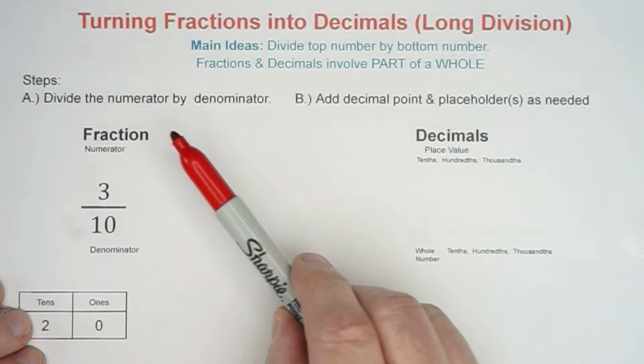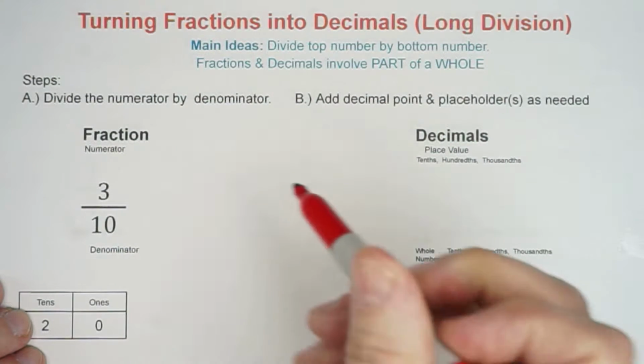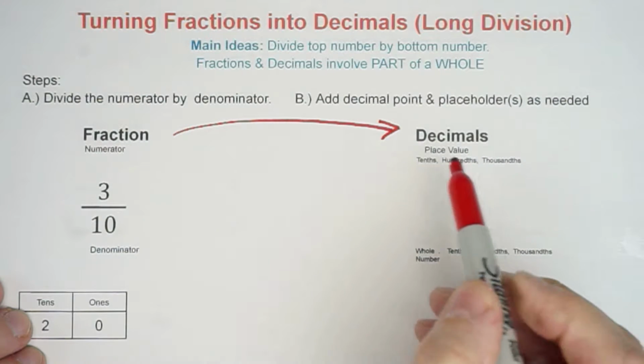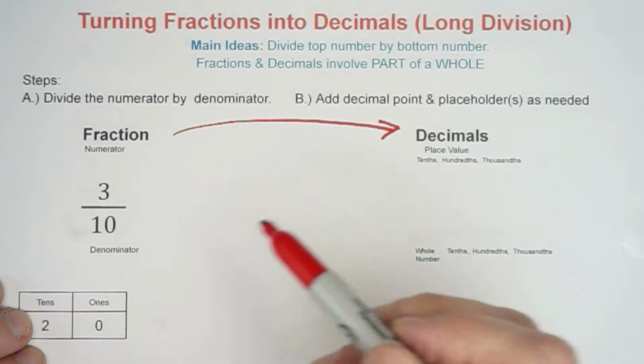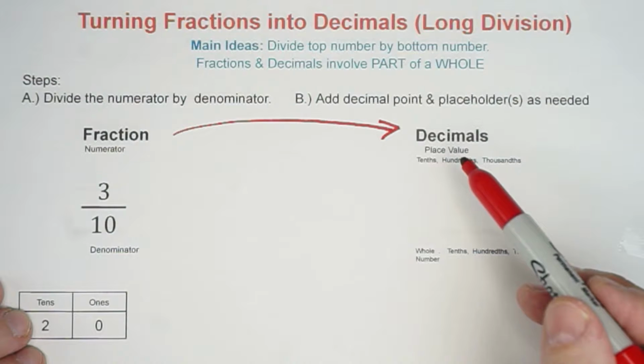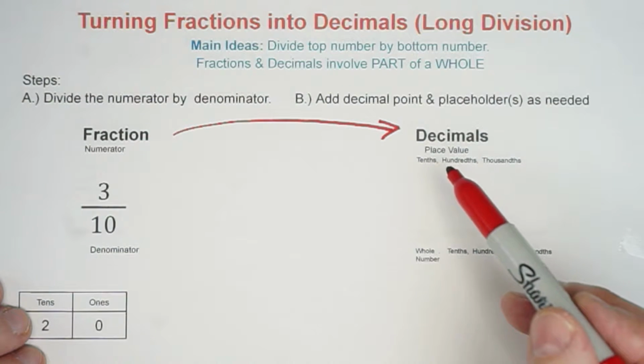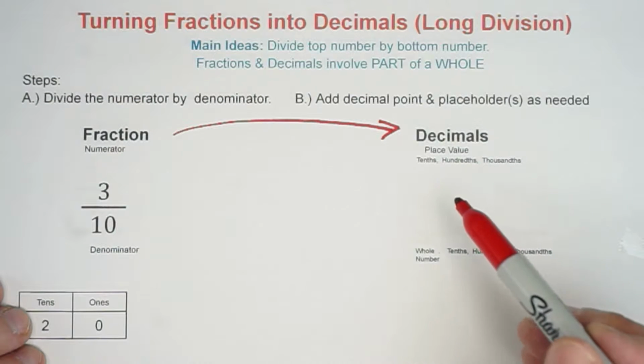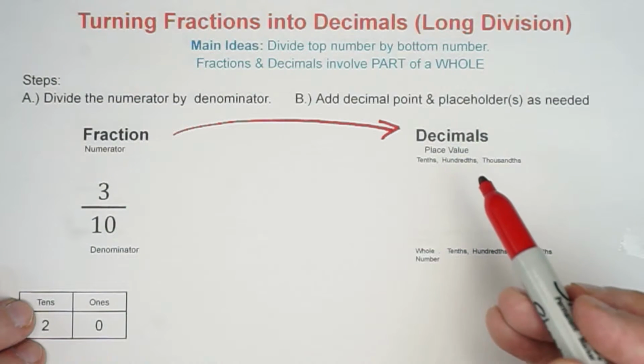And when we're turning fractions into decimals, it's a similar concept, except that decimals, instead of using numerators and denominators, are using place value. And our first three place values would be the tenths, hundredths, and thousandths. And I'll show you that in a second. Okay, so let's get started.